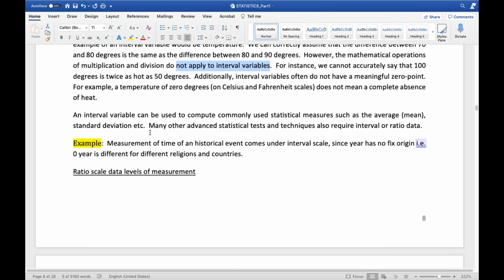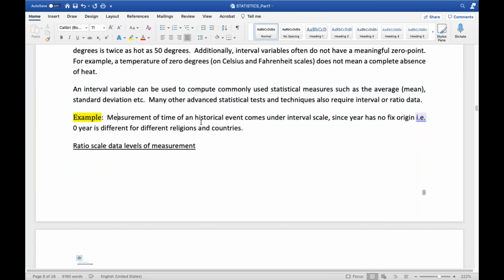Interval variables can be used to compute commonly used statistical measures like average and standard deviation. Many other advanced statistical tests and techniques also require interval or ratio data. The measure of time of a historical event comes under the interval scale, since years have no fixed origin; zero years is different for different religions and countries, right?